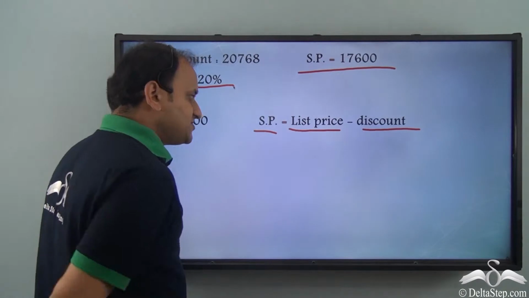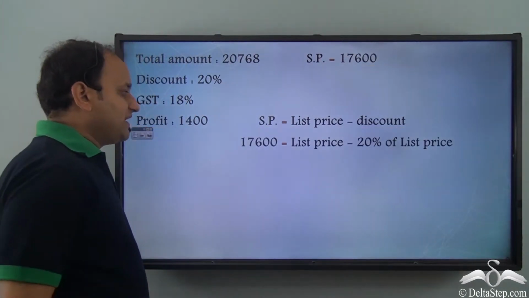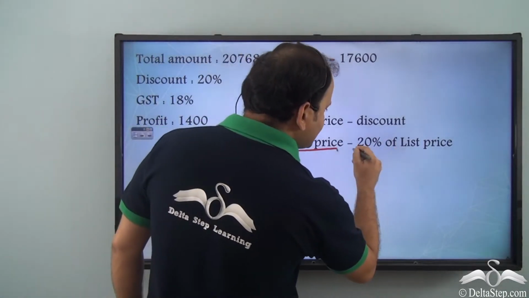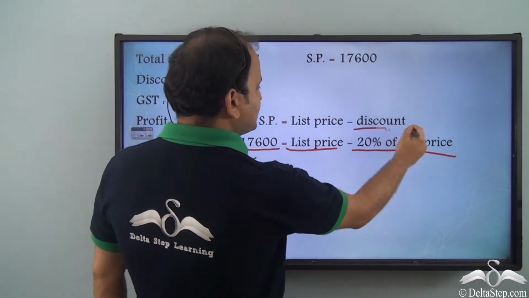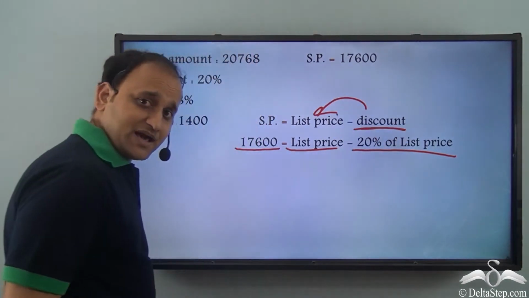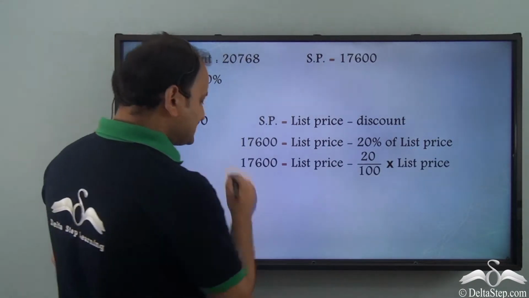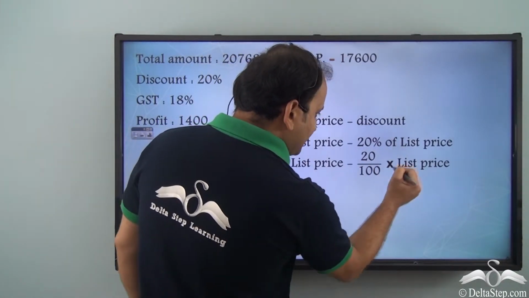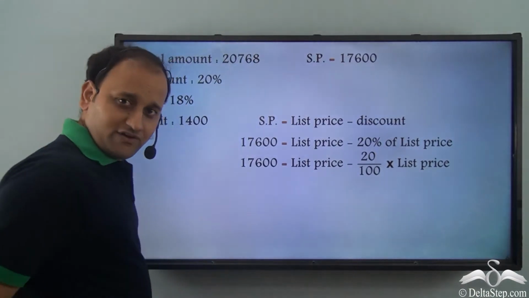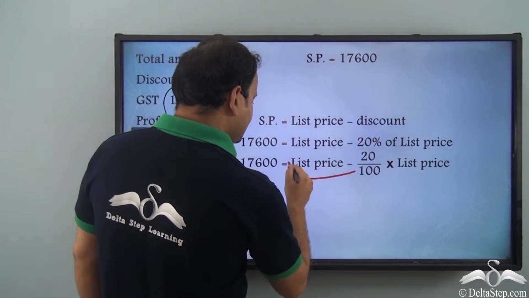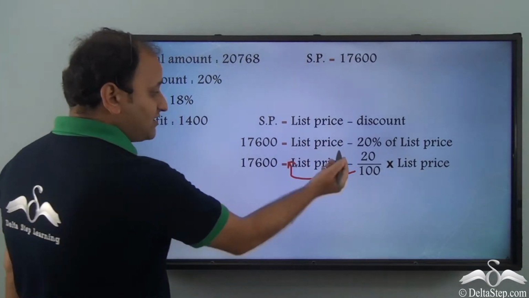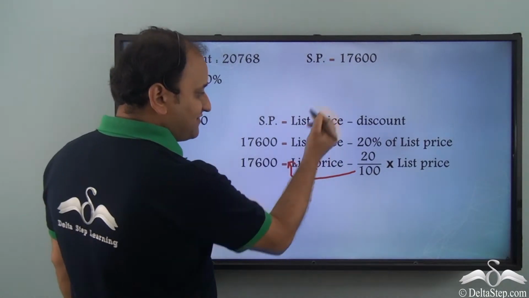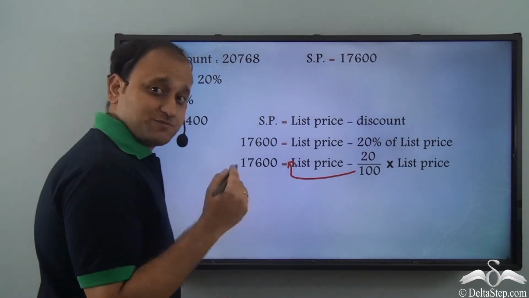So let's substitute these values in the equation. So what do we get? SP is 17,600, that is equal to list price minus 20% of list price, because discount is always calculated on list price. So we can write this as 17,600 is equal to list price minus 20 by 100 into list price, that is 20% of list price. Now 100 into list price will be 100 list price minus 20 list price by 100, and that is 100 minus 20, that is 80 into list price by 100.